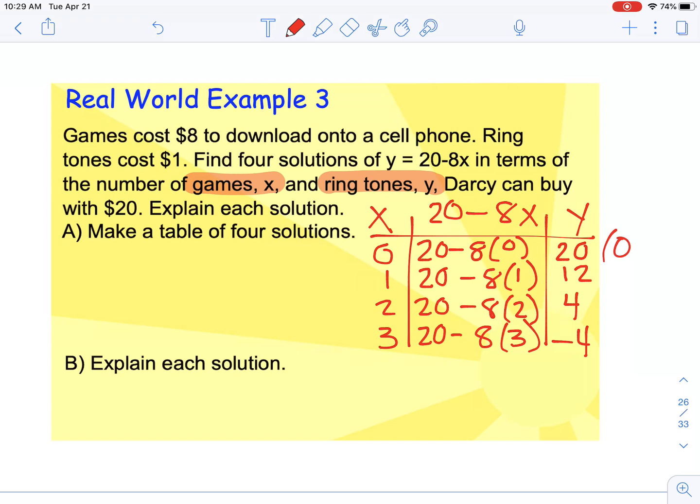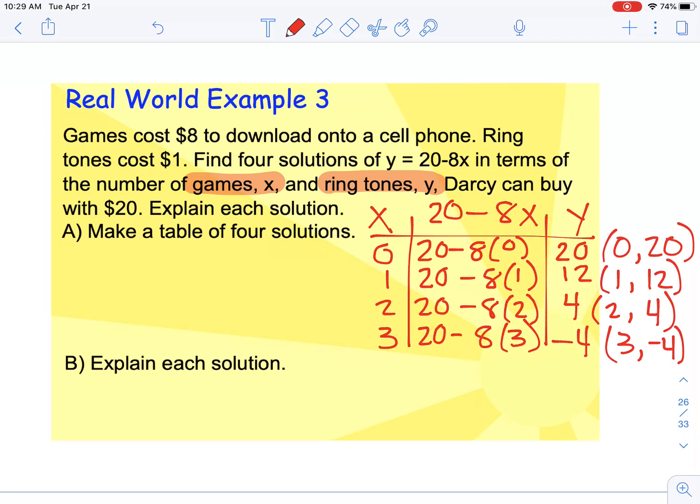So now I'm just quickly going to write these as ordered pairs. So when x is 0, y is 20. When x is 1, y is 12. When x is 2, y is 4. And when x is 3, y is negative 4.